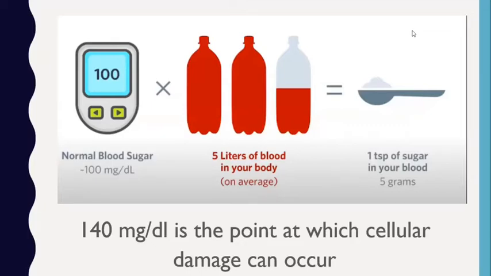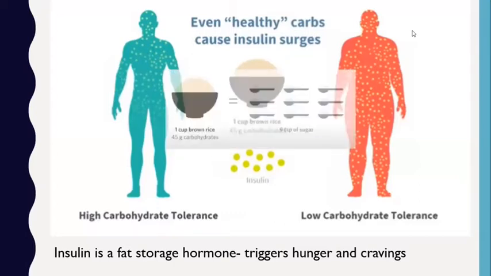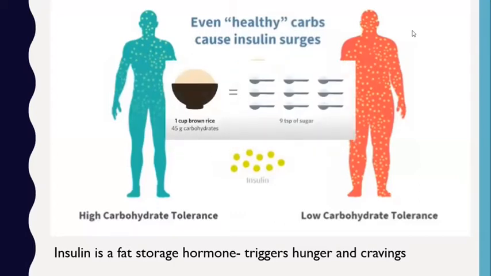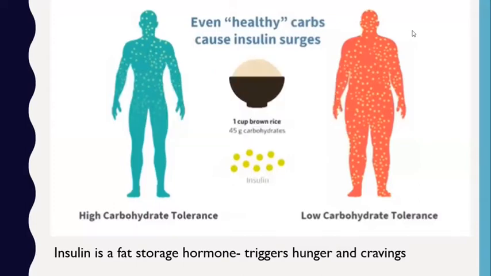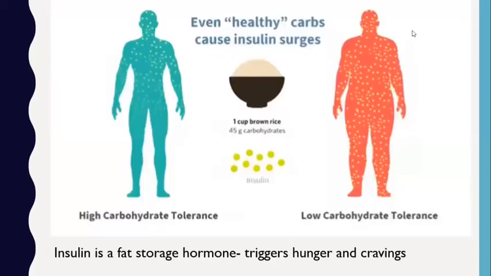And if you think about something that's a pretty healthy, so to speak, food that people think of, what about a cup of brown rice? That's 45 grams of carbohydrates. So that's 9 teaspoons of sugar. So going back to that last slide, 9 teaspoons of sugar is going to put your blood sugar pretty high in comparison to that 1 teaspoon of sugar.